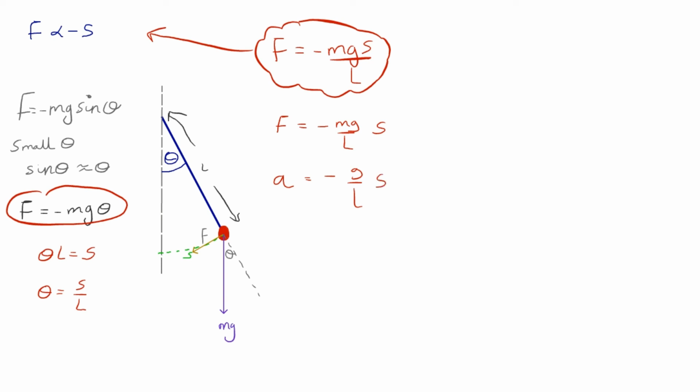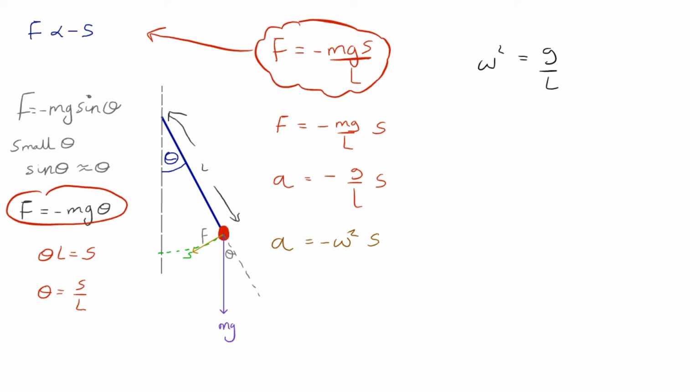And then all we need to do is compare that to our defining equation for simple harmonic motion, which is a equals minus omega squared x, or in this case s, because our displacement is s. And so what do we get? Well, what we get is this wonderful thing that omega squared, the angular frequency squared, is equal to g over L. And from there we can pretty quickly get to where we're going.